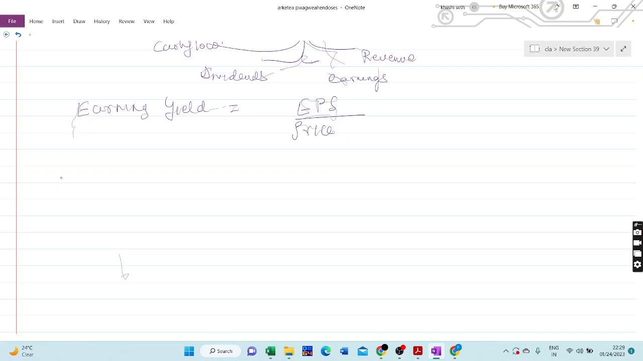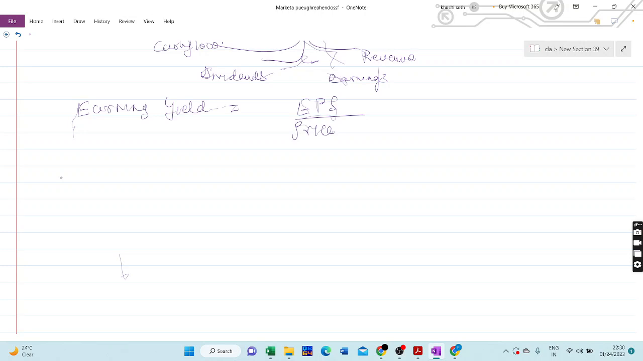And what does earning yield reflect? What does it show? So basically, earning yield reflects how much EPS a company generates for every dollar invested in the company. Please note this down. This is very important. So earning yield shows how much EPS a company generates for every dollar invested in the company.